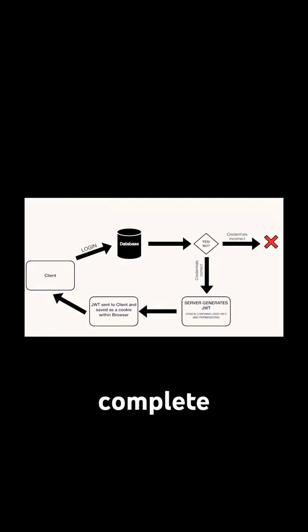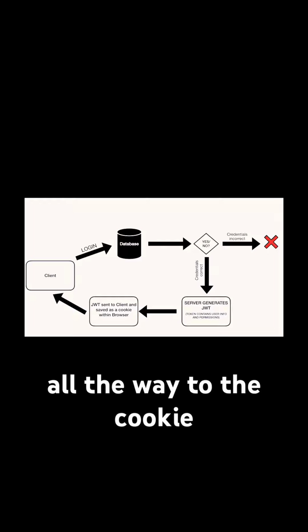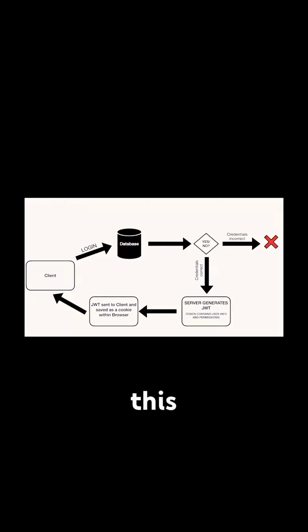Step 1 complete. Now the authorization takes place with the JWT token all the way to the cookie. If this person doesn't have this cookie or this token within this cookie, the information that's within it, you're not authorized to see certain things.